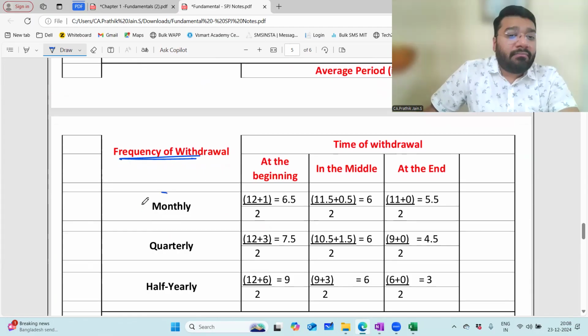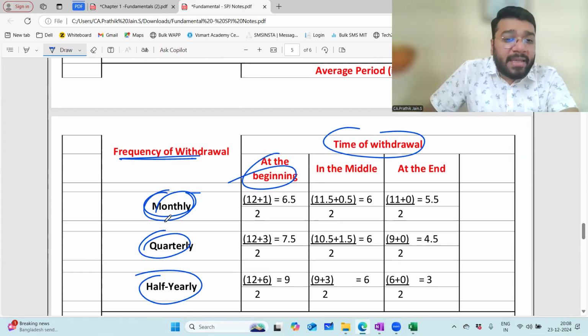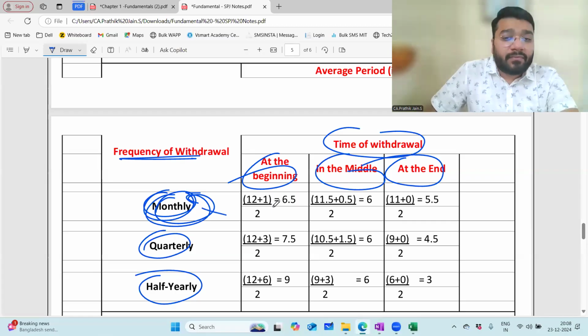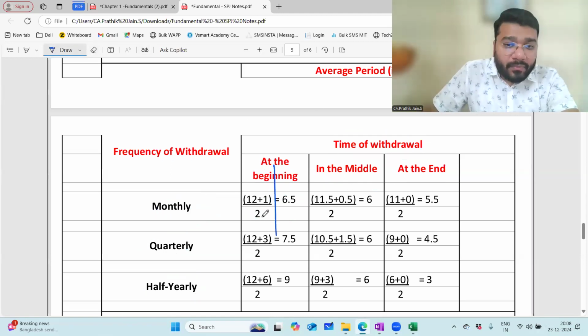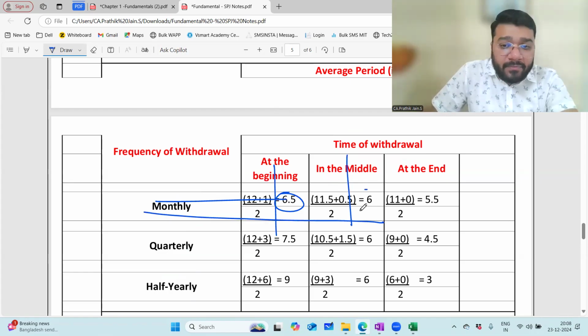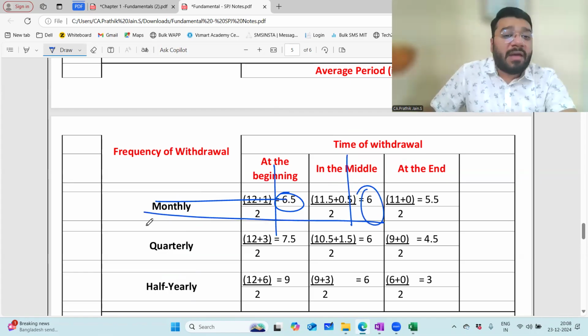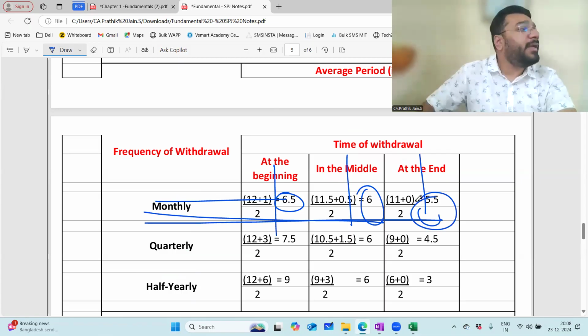Frequency of withdrawal: monthly, quarterly, half yearly. Time of withdrawal: monthly beginning, monthly middle, monthly end. I'm withdrawing monthly at the beginning. What is my average period? 6.5. I'm withdrawing in the middle, monthly. What is my average period? 6. I'm withdrawing monthly at the end of the year, 5.5. You understood how to read this matrix?